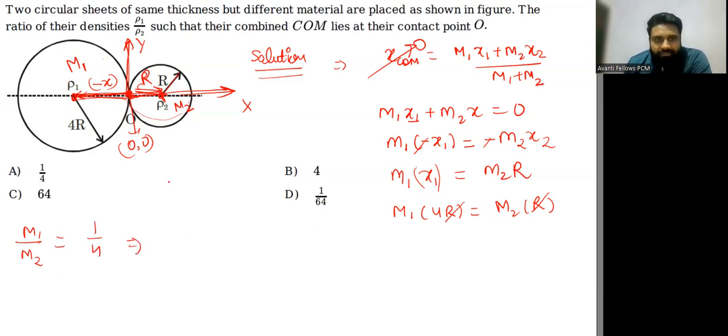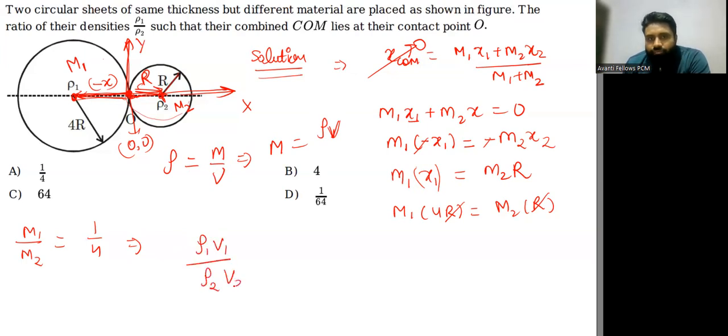Now you know that density is equal to mass per unit volume. So you can replace mass with density into volume. Now m1 is replaced by rho1 v1 divided by m2, which is replaced by rho2 v2, equal to 1 by 4. Now rho1 and rho2 we have to calculate. So we will take this aside. V1 is the volume of this sheet. Now this sheet also has some thickness. So the formula for its volume will be what? Area into thickness.